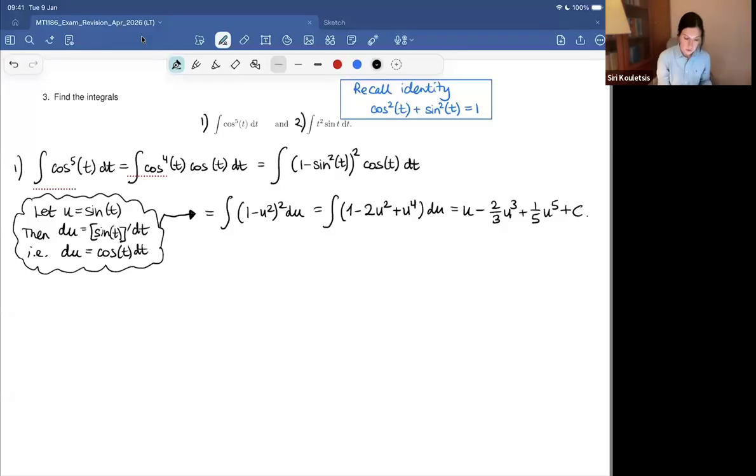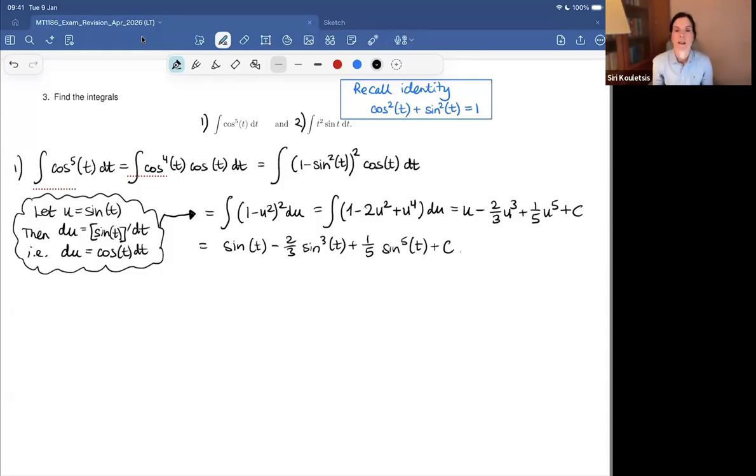And now we go back to t. So u is sine t minus 2/3 sine t to the power of 3 plus 1/5 sine t to the power of 5 plus c.